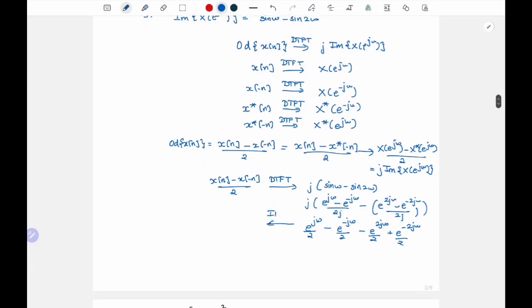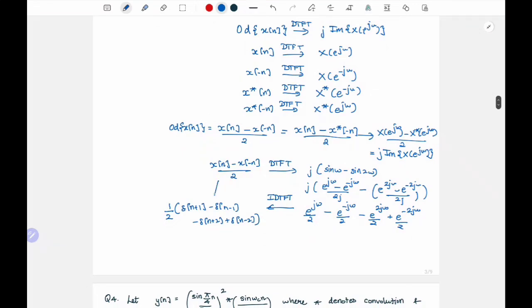So this is going to give you the DTFT of 1 by 2 into delta of n plus 1 minus delta of n minus 1 minus delta of n plus 2 plus delta of n minus 2. But if you compare these both, you know that x of n is going to be equal to 0 for n greater than 0, and x of minus n is going to be equal to 0 for n less than 0. So if you compare, you can get x of n to be nothing but delta of n plus 1 minus delta of n plus 2.